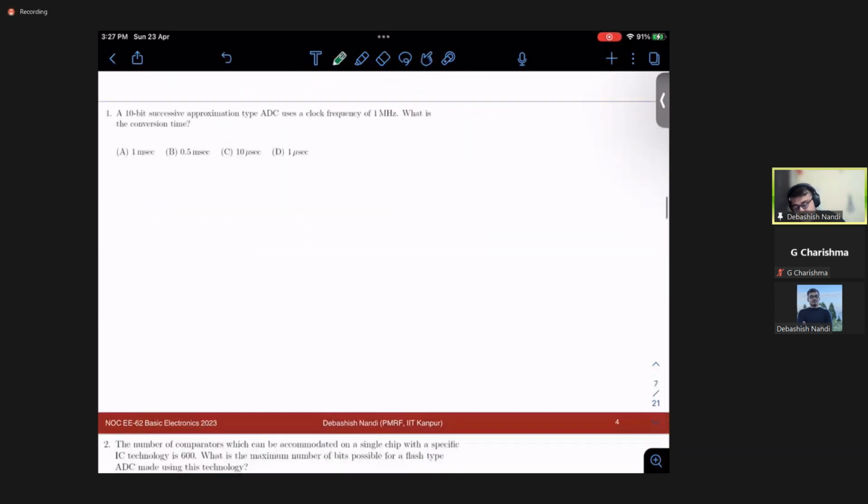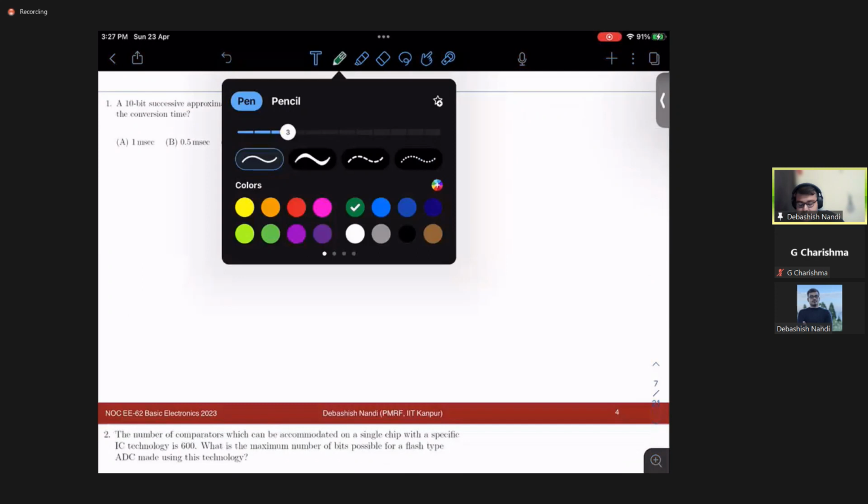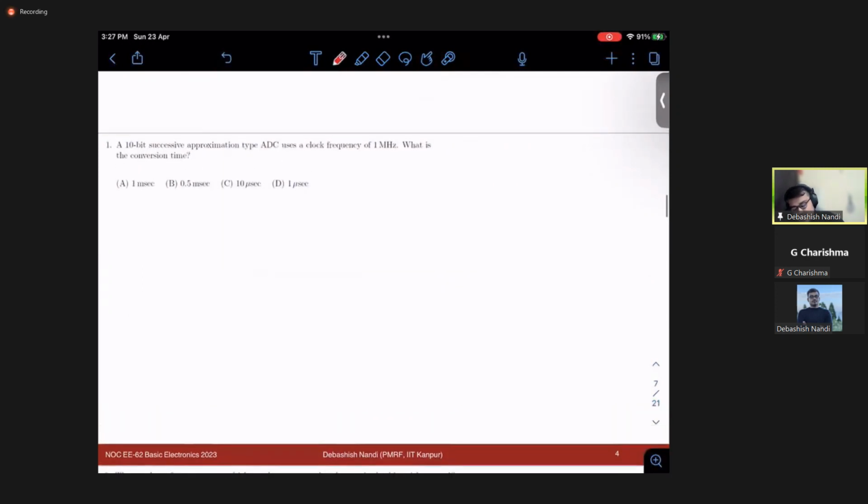Okay. So let me start with the problem solving. First thing is a 10-bit successive approximation type ADC uses a clock frequency of 1 megahertz. What is the conversion time? First of all, what do you mean by conversion time?